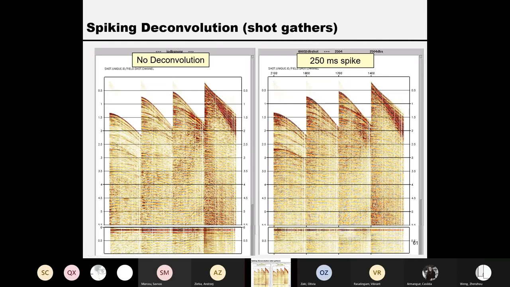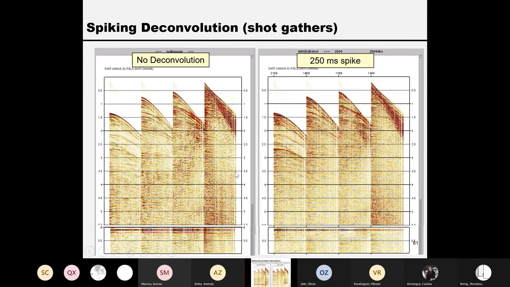We know exactly how much shift. So we have a zero lag, but also have multiples behind it. So between the first zero lag and the first arrival here, that's actually the time period of a multiple, right? Okay. So spike decon is applied to seismic data trace by trace.